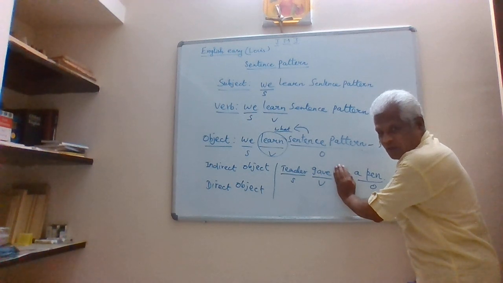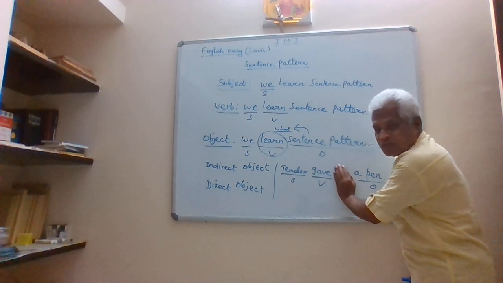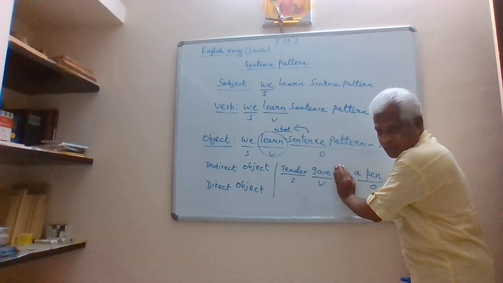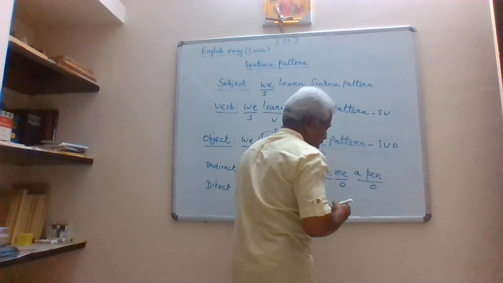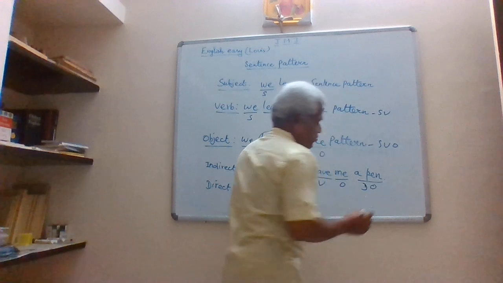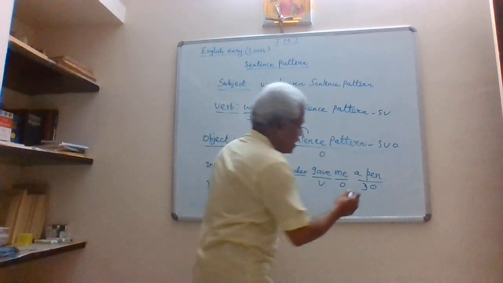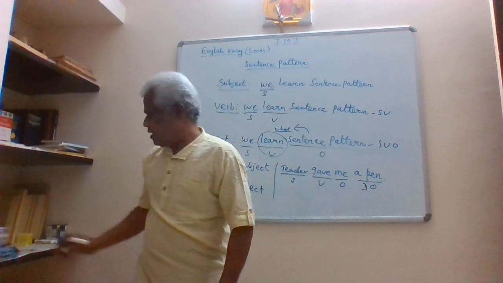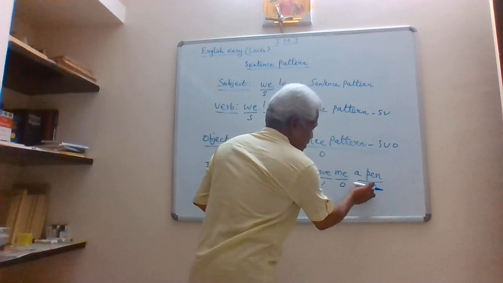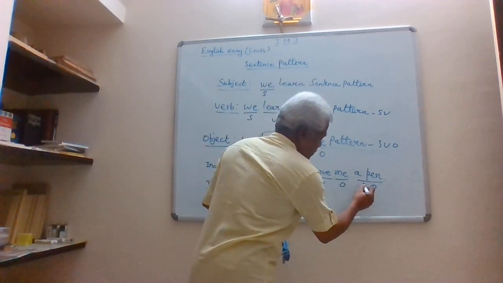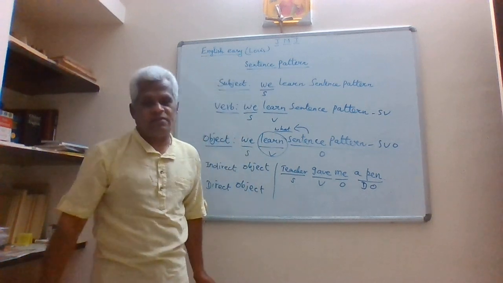Alright? So therefore the word "pen" directly involves with the action of the subject, and we get an answer there. Therefore, it is known as the direct object. See? Therefore, it is known as direct object. Let me write it clearly. So, therefore, this is known as direct object.